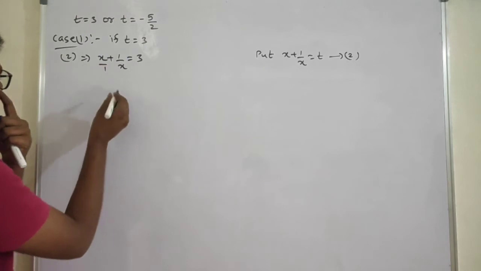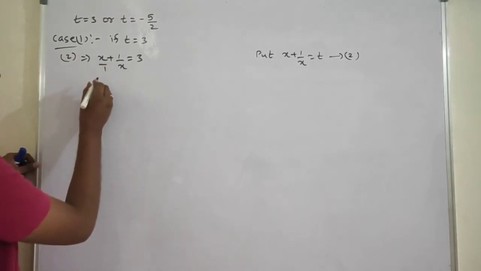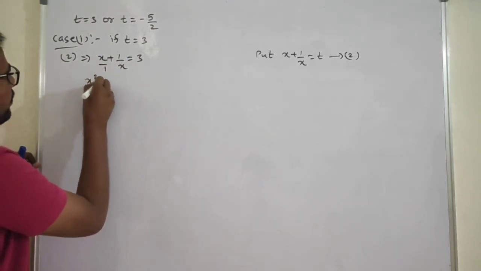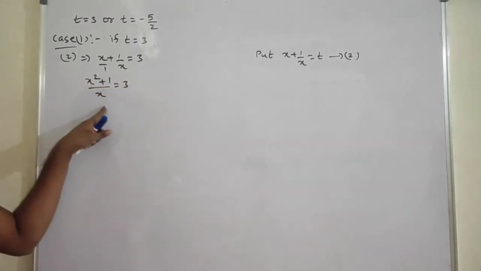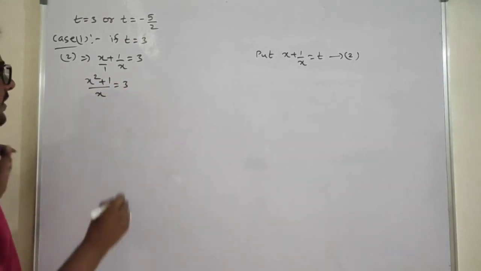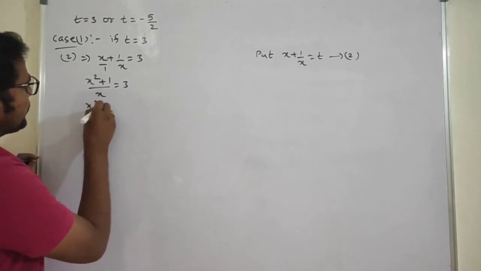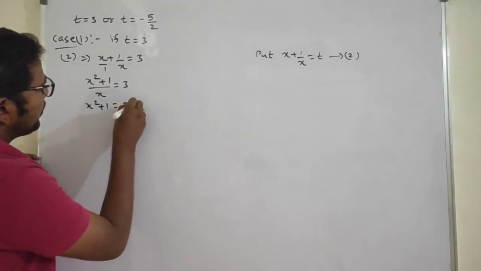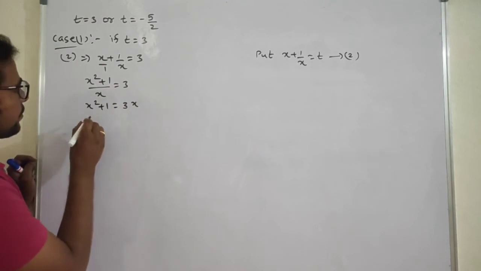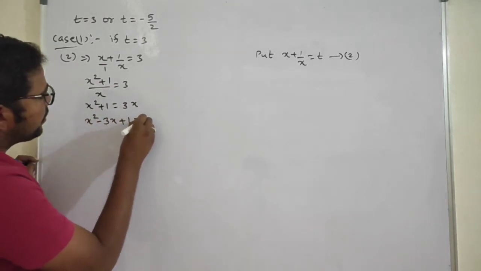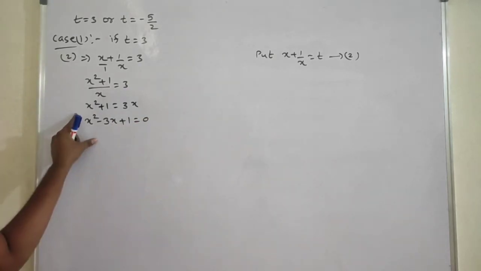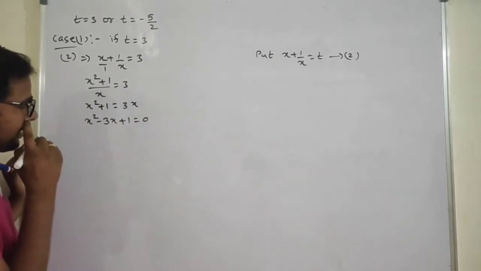Now take the LCM, which is x. So x square plus 1 by x equals 3. Send x to the right side, so that multiplies the RHS. So x square plus 1 equals 3x. Sending 3x to the left side, it becomes minus 3x. So x square minus 3x plus 1 equals 0. Now we have to factorize this equation. Direct factorization is not possible.